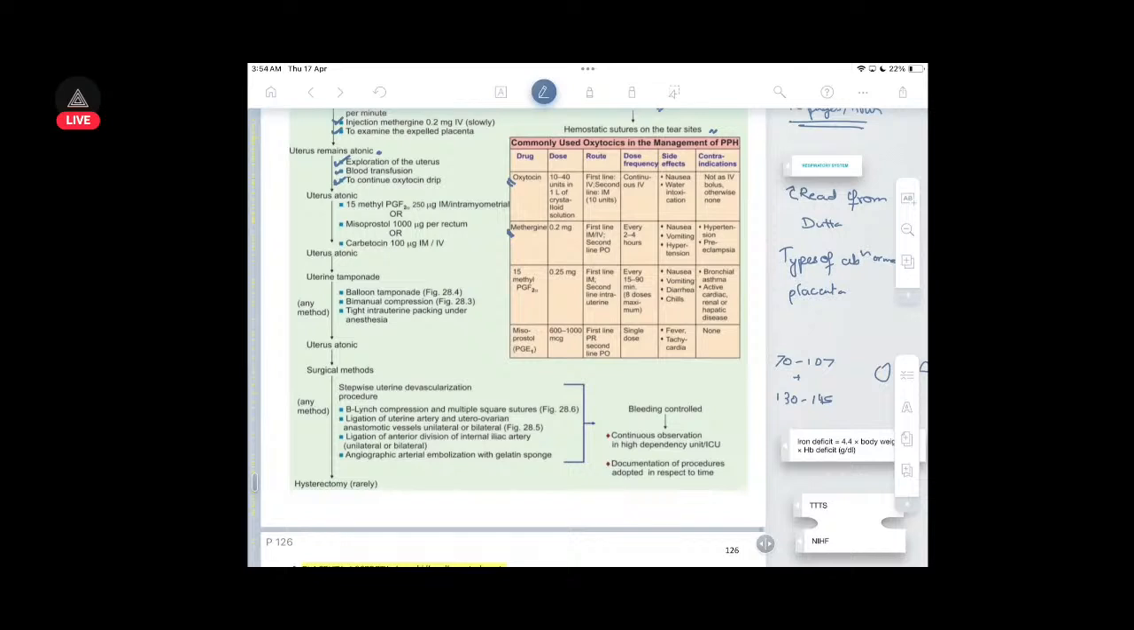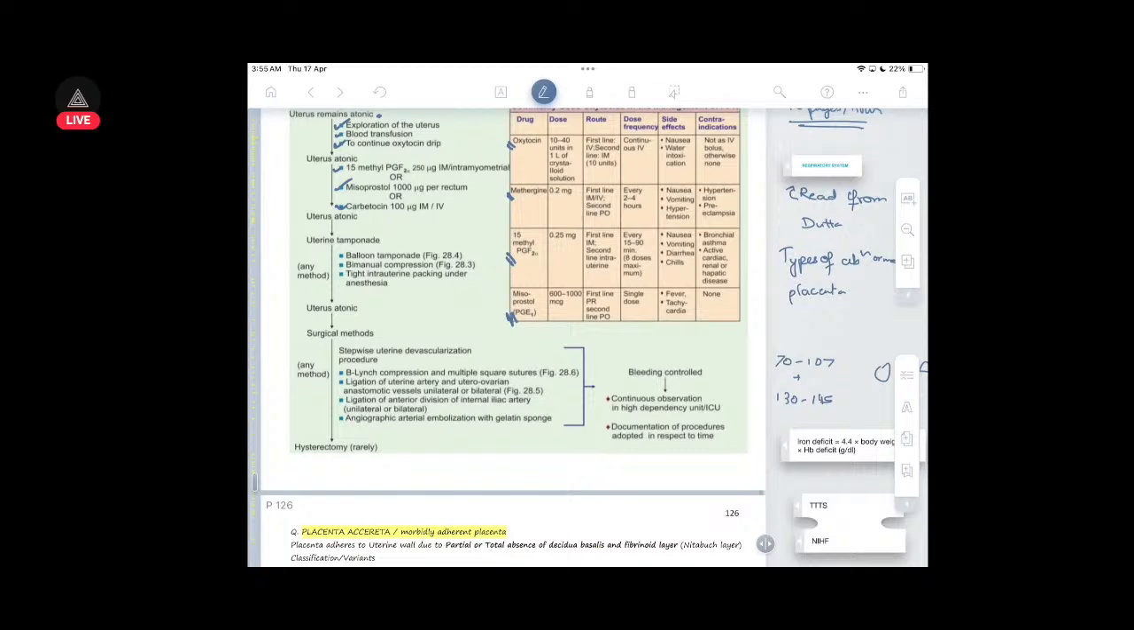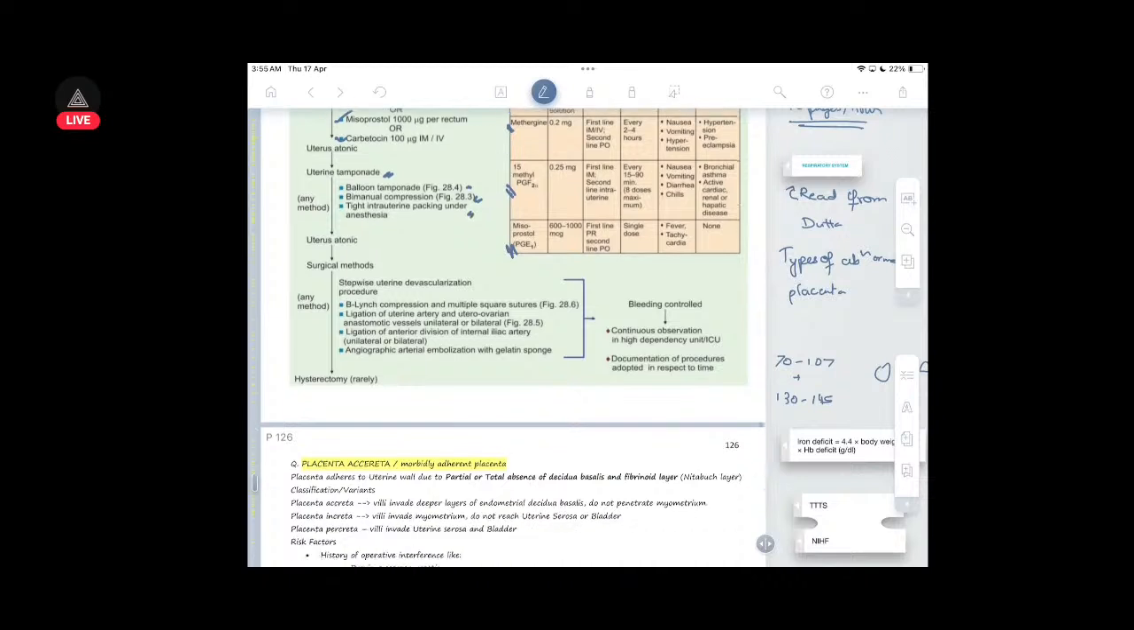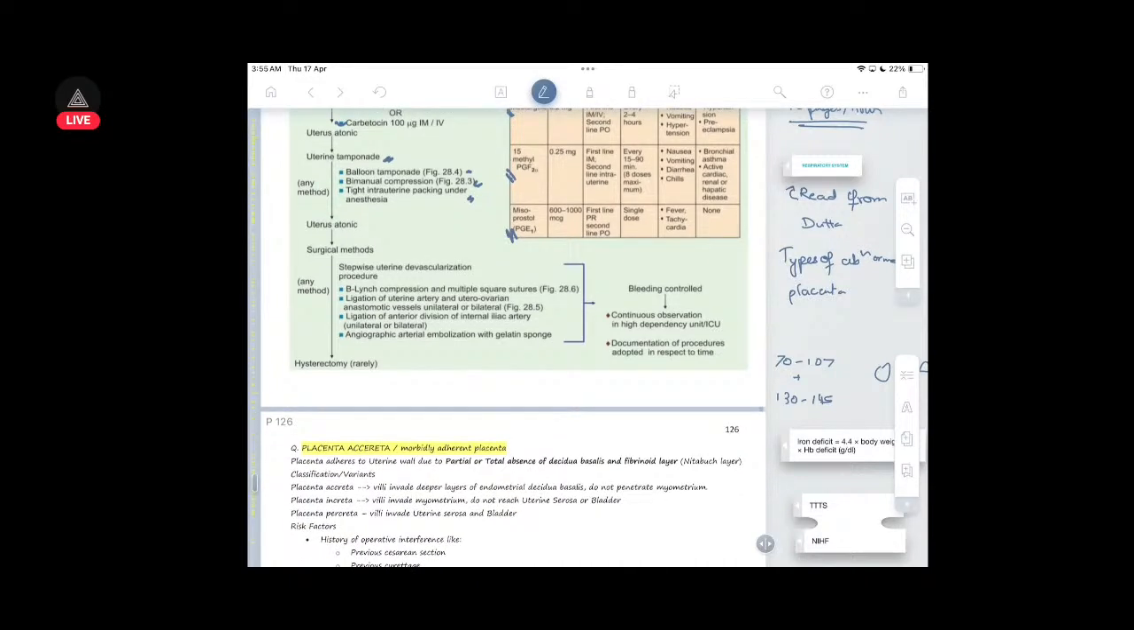Then if the uterus is still atonic, you give methyl PGF2, misoprostol per rectally, or carbetocin. If it is still atonic, then you do uterine tamponade, where you provide a balloon tamponade by manual compression. You can do tight intrauterine packing under anesthesia. Any one of the methods you can use.